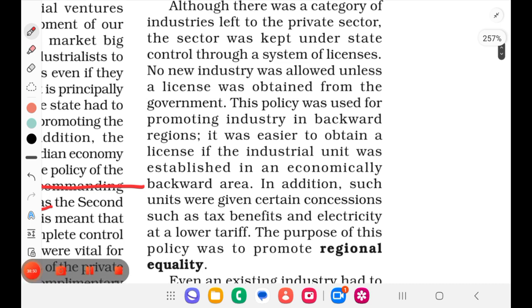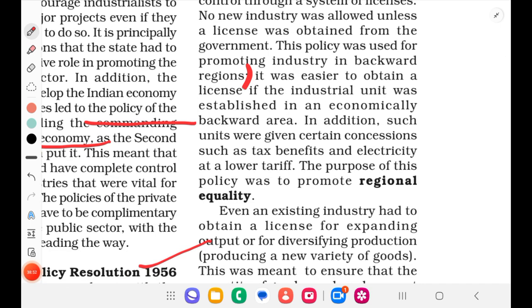It was easier to obtain a license if the industrial unit was established in an economically backward area. In addition, such units were given certain concessions such as tax benefits and electricity at lower tariff. The purpose of this policy was to promote regional equality.